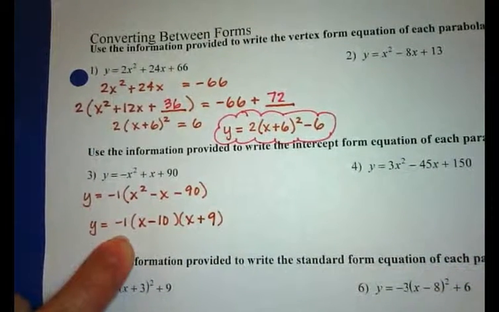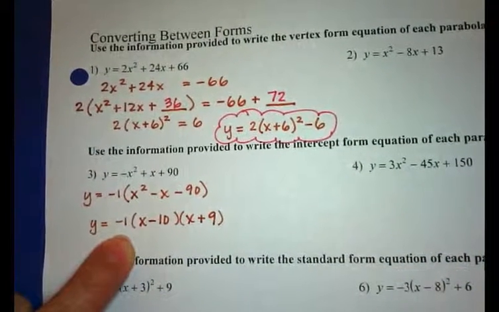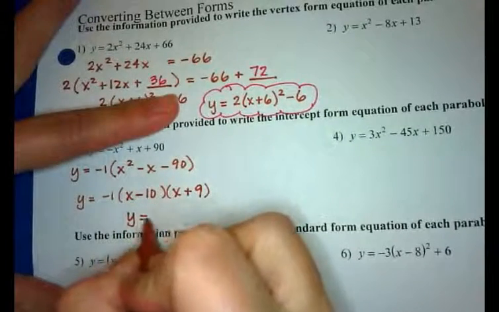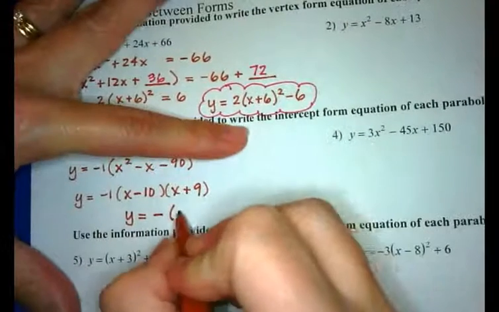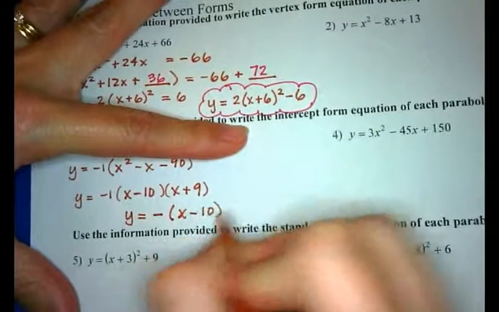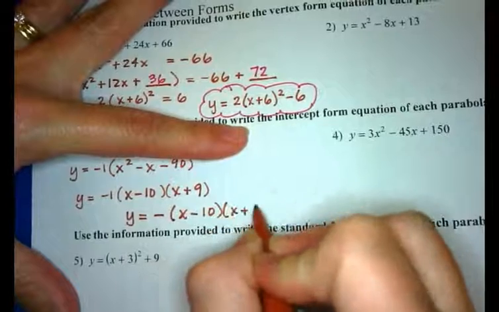Now that negative 1 doesn't really need to be there. The negative needs to be there. So if you wanted to rewrite it, we could say negative and then x minus 10 and x plus 9.